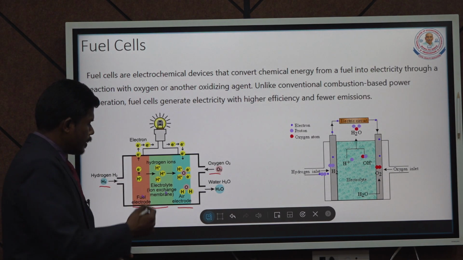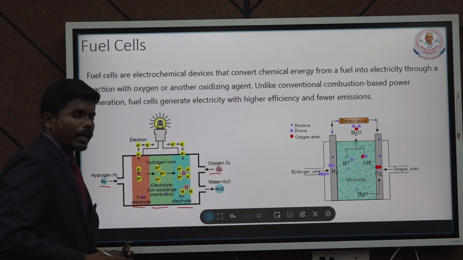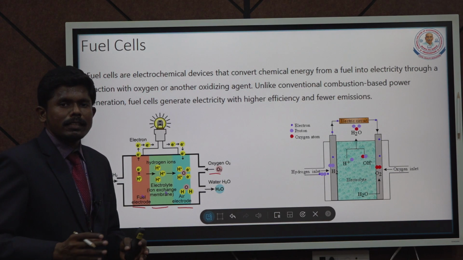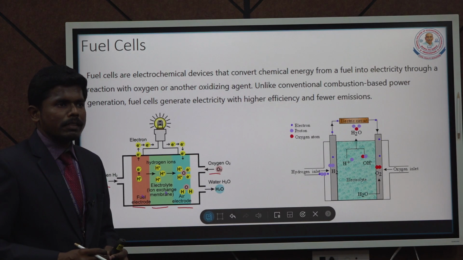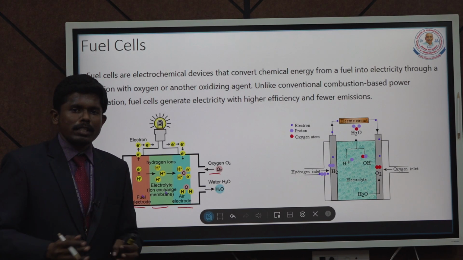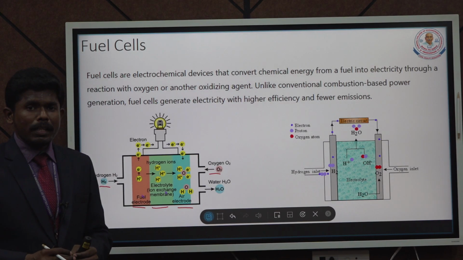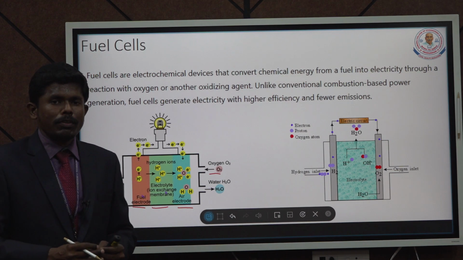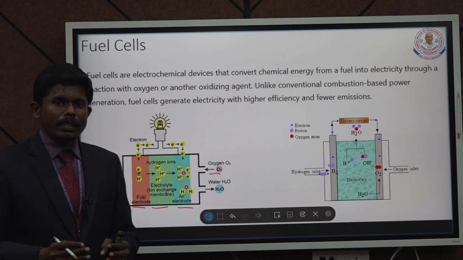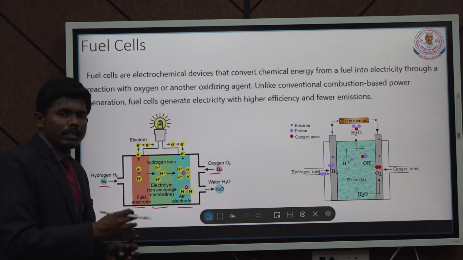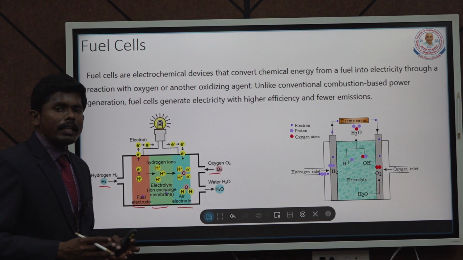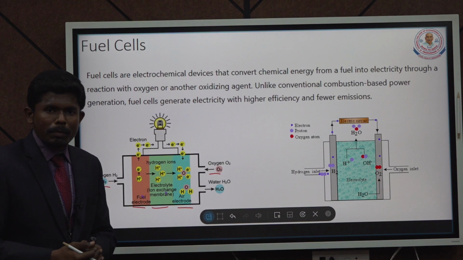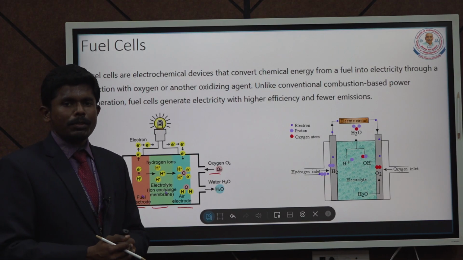If so, the electrodes and ion exchange membranes make their variation. That means if I want to utilize it for some special applications, the concentration given to the fuel cell should be very high. In that case, the membranes used within the fuel cells are very costly, and they have more durability too. That means we can utilize that fuel cell for a longer period of time.